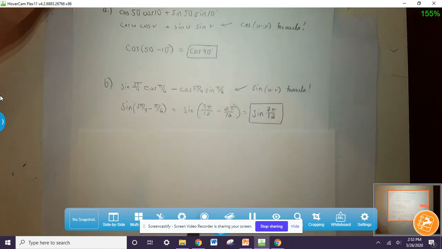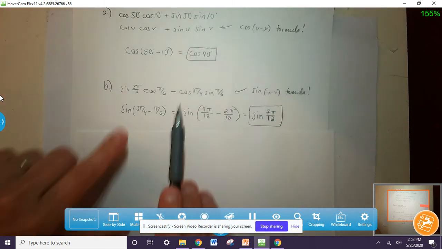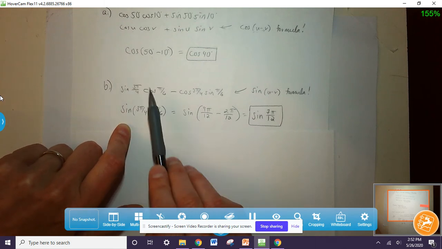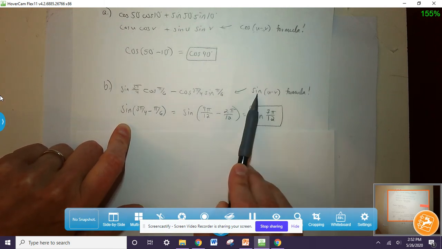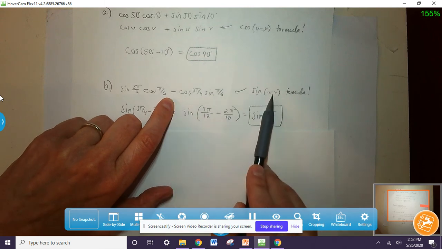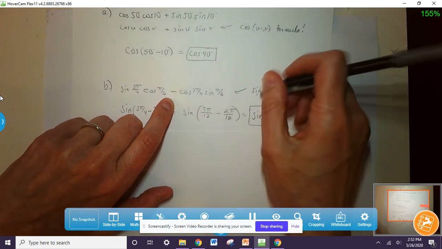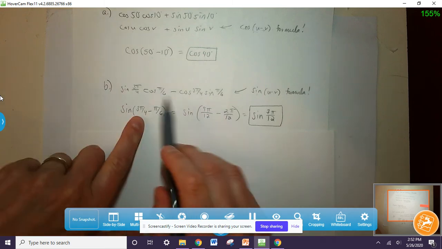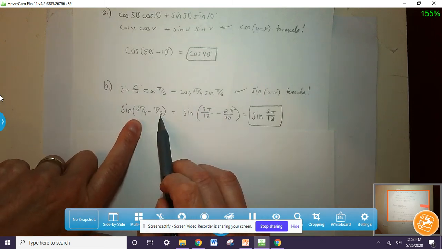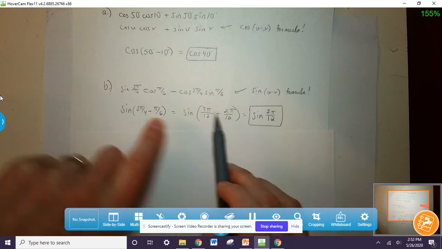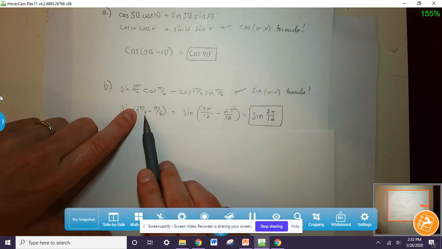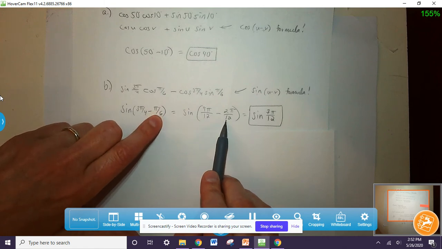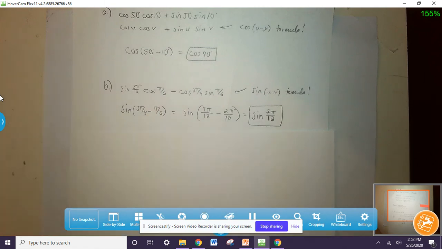B was a little more work because I had it in radians. You had to get some common denominators. But it's sine cos and then cosine. That's your sine formula. And when there's a minus, you have a minus for the angles inside sine. And so if you do 3 pi over 4 minus pi over 6, I got a common denominator of 12 by multiplying by 3 over 3. And then I multiplied this one by 2 over 2 and ended up with sine of 7 pi over 12.